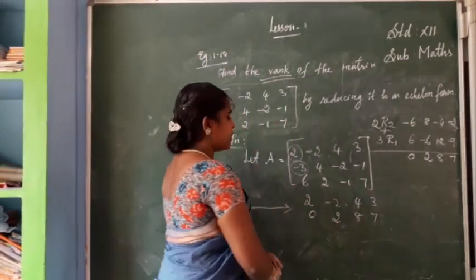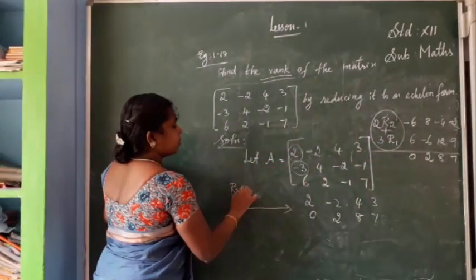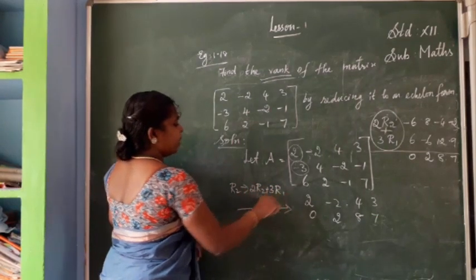Okay, second row completed. The condition you want to write here, that is important. So R2 gives 2R2 plus 3R1. Okay, next.